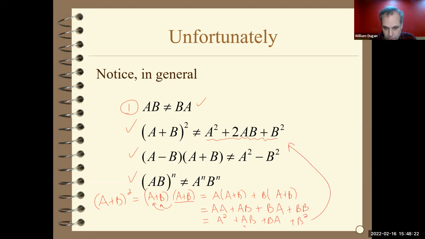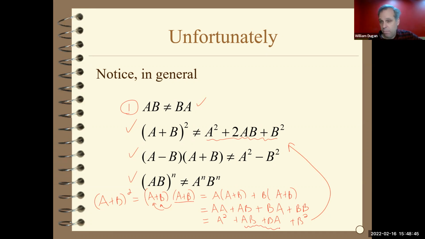The problem is right here now. Because A times B and B times A may not be the same thing, they're not like terms. So it's not just 2 times A times B. The same problem occurs with all the others. So (A minus B) times (A plus B) is not A squared minus B squared. Not when you have matrices.